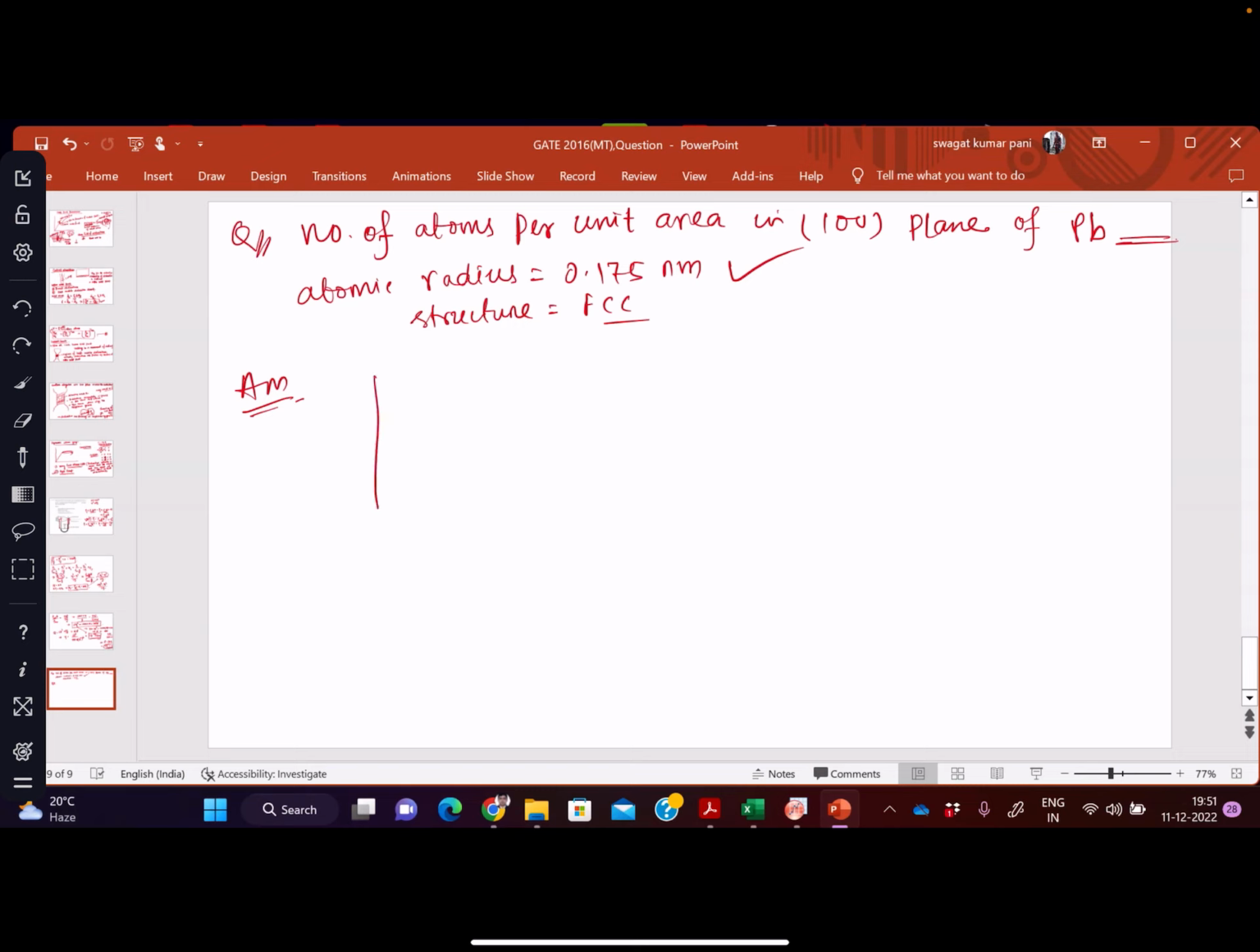Which is pretty easy. I think you first draw this plane, 100 plane of FCC. How does that look? We have one atom in the center, one in this corner, one in this corner, one in this, and one in this. And this is our atomic radius R, and this is our lattice parameter A. We know for FCC the relation is root 2A equal to 4R.